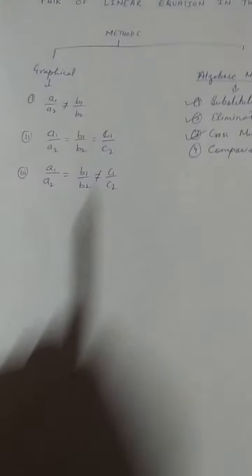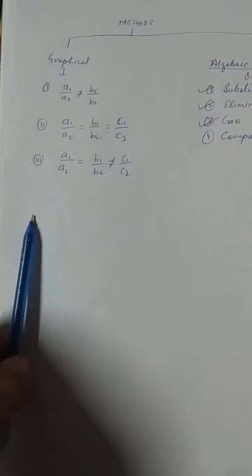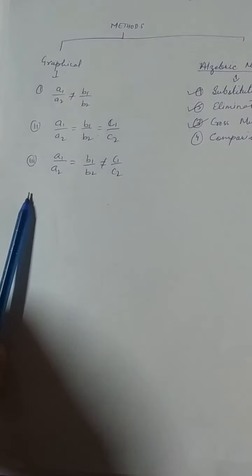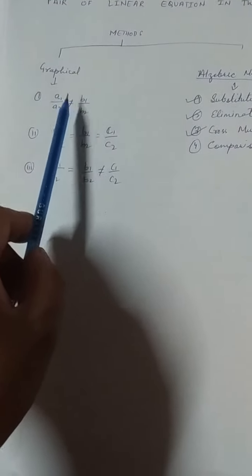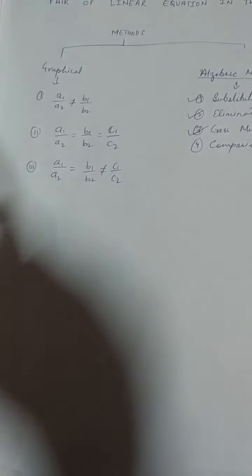In the last video I have already told that this type of linear equation can be solved in two methods. One is the graphical method and one is the algebraic method. In the graphical method there are three conditions. One is when a1 by a2 is not equal to b1 by b2, then we can say that it is intersecting lines.